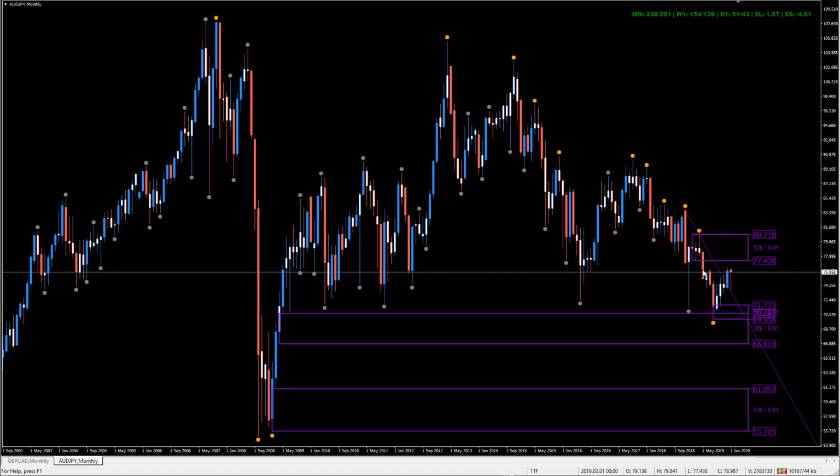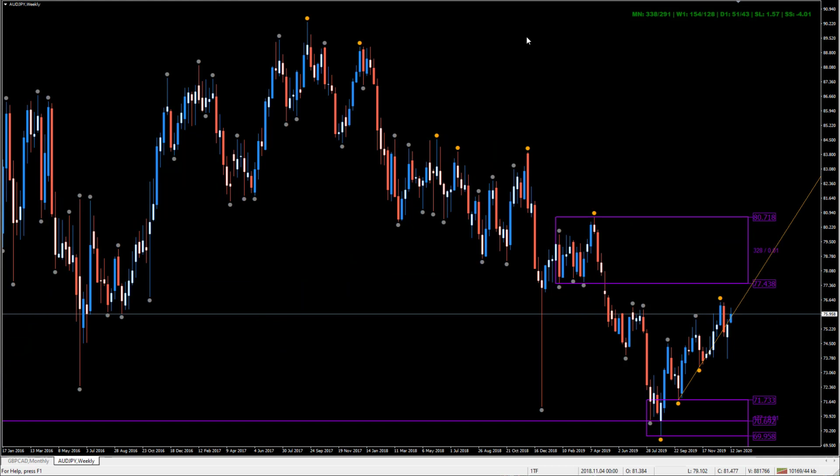Okay, so we have this just up here. So we have a long bias for the Australian dollar, Japanese yen. If we have a look here on the weekly chart, and you look for kind of the same thing, you can see that we have market structure, which is moving higher. So we have an upward sloping trend line. So we have demand that is driving price.